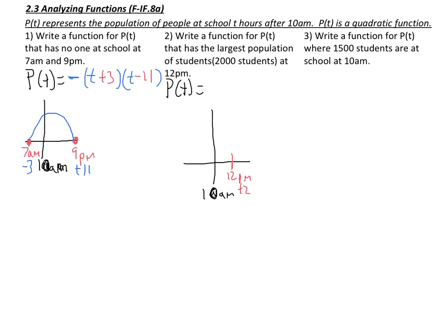Now, do we know that my vertex is going to be somewhere up here? It's 2, that's 12 o'clock, 2,000. Isn't my output 2,000 high? A population of 2,000 at time 2. Do I know anything else besides that? I do not know anything else. All I know is there's going to be some sort of parabola that looks like that. I do not know the x-intercepts. I don't know my full a value. But I can make a vertex form with that piece of data.